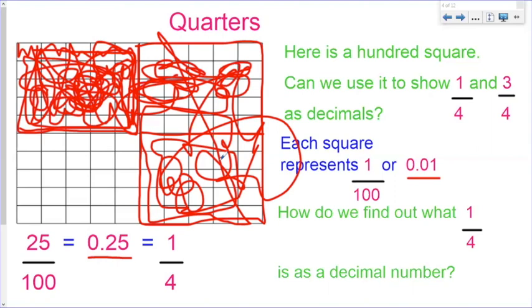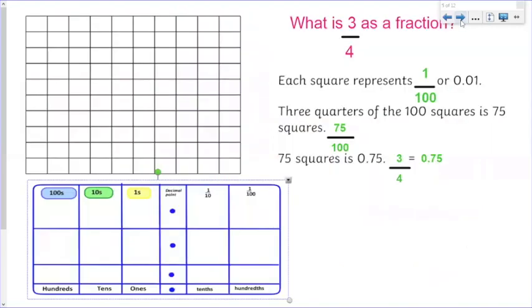Okay, so if we look at 75 over 100, here we go. So 75 over 100 here, right? Because we know that each little square represents 1/100th. We coloured in 75 hundredths. 75 squares is 0.75. Therefore, 3/4 is equivalent to 0.75.